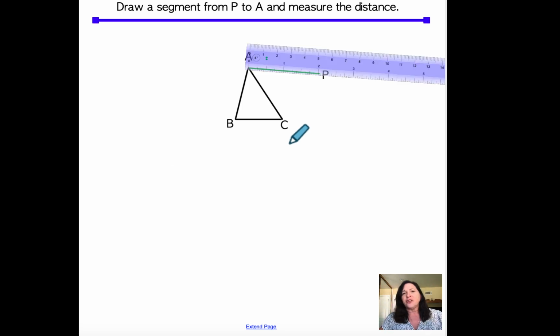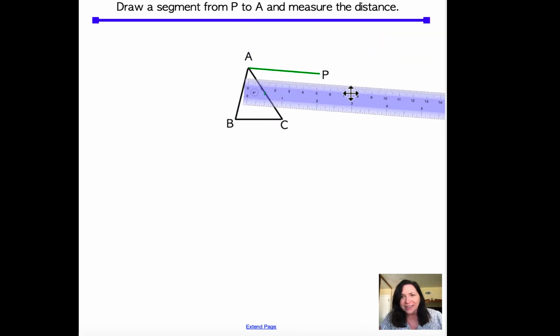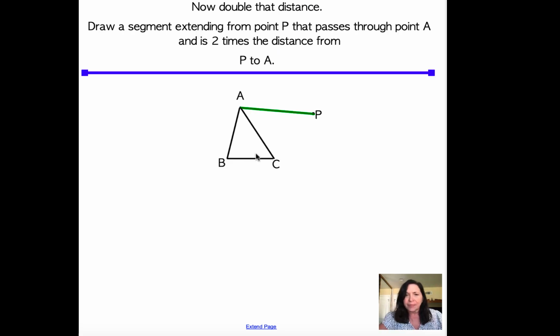Now draw a segment from P to A, and I want you to measure it. I've got this handy ruler here. In this case, mine is 2 inches. Yours might be 2 inches, might be something different, but mine is 2 inches. Then I want you to double that distance. Draw a segment from P that passes through A that is 2 times that distance.